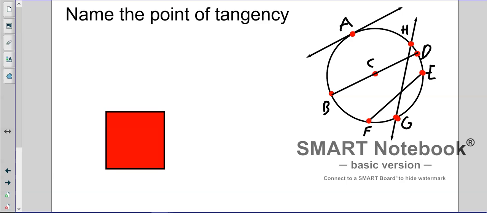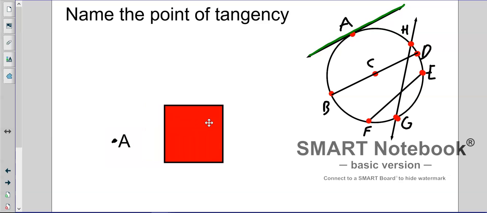A point of tangency. Well, remember, a line of tangency just barely touches the circle on the outside. So that would be this line right here. So the point of tangency is where it just touches, and that's A.